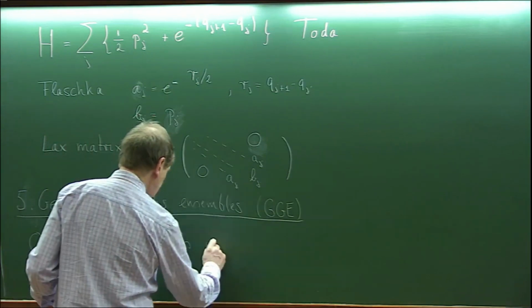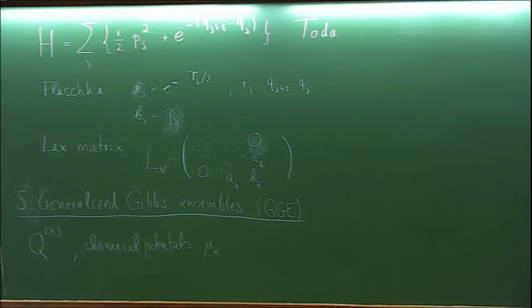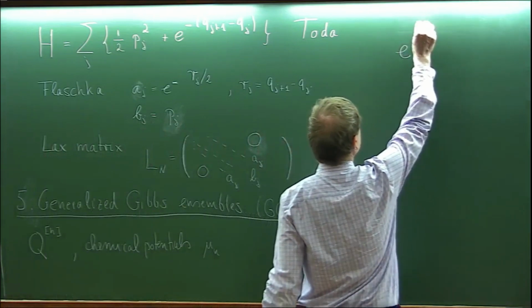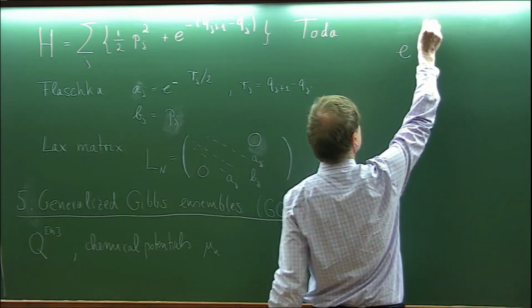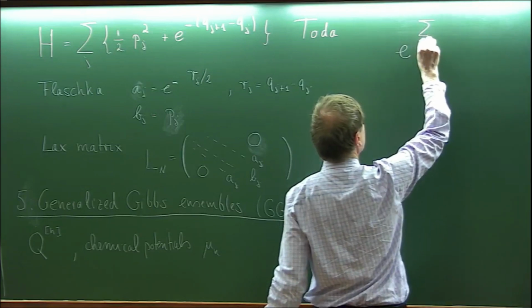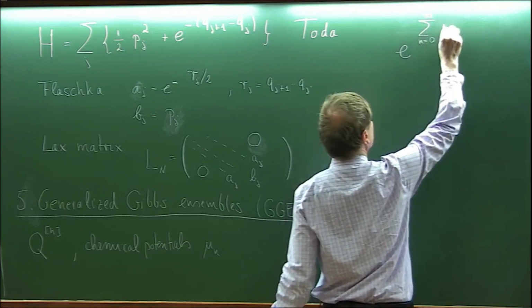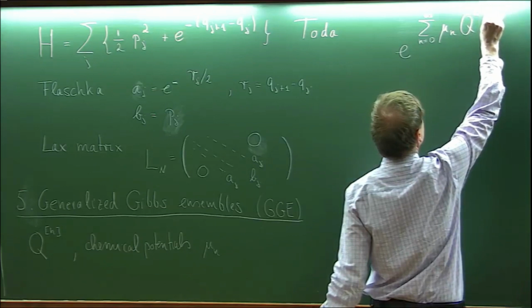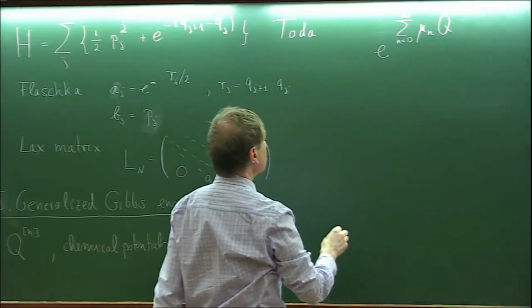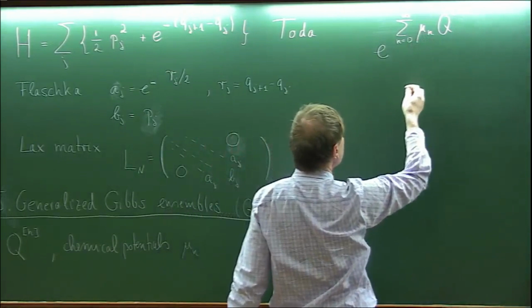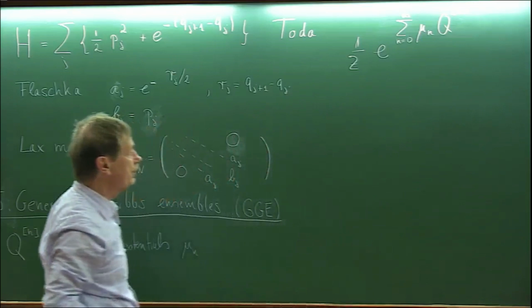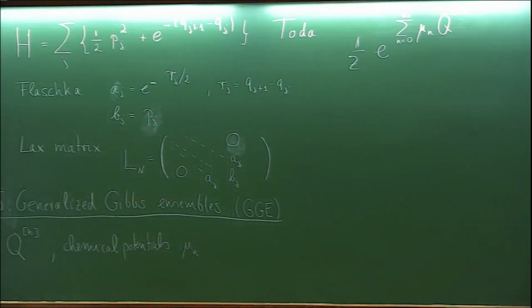Let me call mu n. Okay, and then if I have this, I can certainly write down what my Gibbs ensemble would be. Somewhat formally, I write e to the, usually the chemical potential comes with a plus sign, so I write here the summation n equals 0 up to infinity, and I put all the chemical potentials, and then I put here the extensive quantities, which are Qn. That certainly will not be normalized, and maybe there are some conditions on the mu n so that I can normalize. And then I put here the partition function, and that would be my generalized Gibbs ensemble, right?